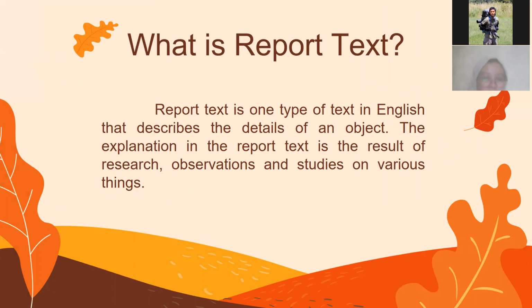What is report text? Report text is one type of text in English that describes the details of an object. The explanation in the report text is the result of research, observations, and studies on various things. Jadi, report text ini merupakan salah satu jenis teks yang ada dalam bahasa Inggris yang menjelaskan mengenai detail suatu objek, dan penjelasan yang ada dalam report text ini merupakan hasil pengamatan, penelitian, observasi, maupun studi mengenai berbagai macam hal.